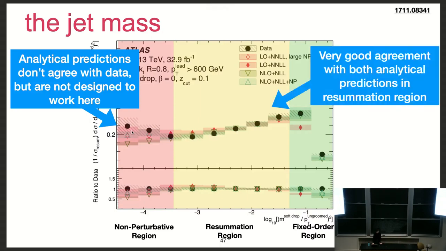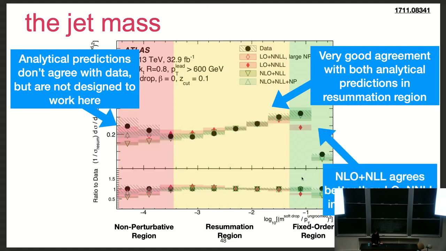In the resummation region, this is where we're actually probing the parton shower. You can see that in general there's pretty good agreement overall with both of these predictions. There are maybe some small disagreements, but overall it seems to work pretty well. And you can see that in general you have pretty small experimental and theoretical uncertainties here. So we are able to do some pretty good tests of these new predictions.